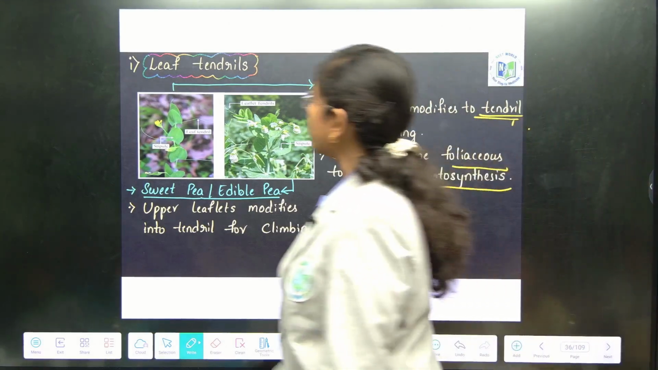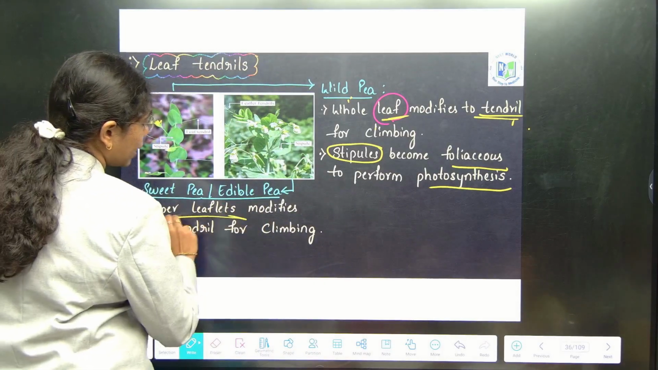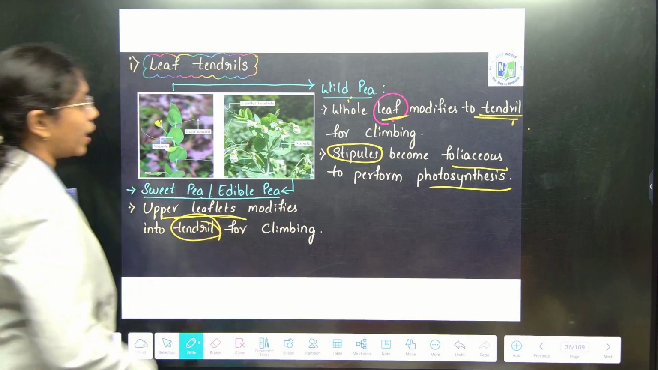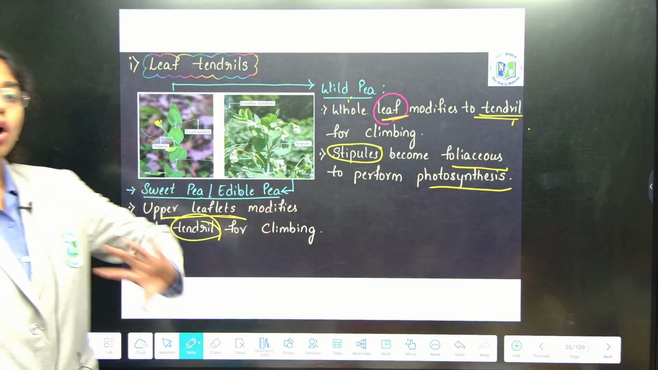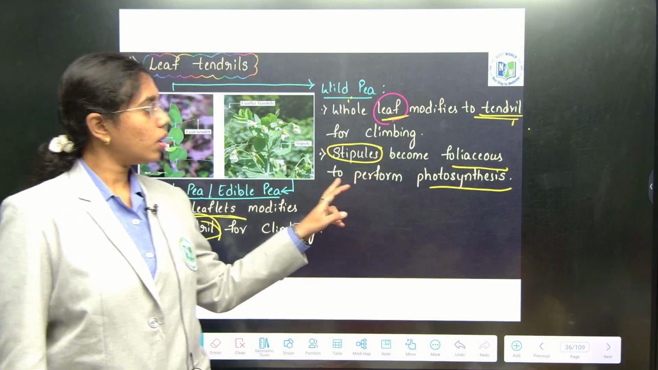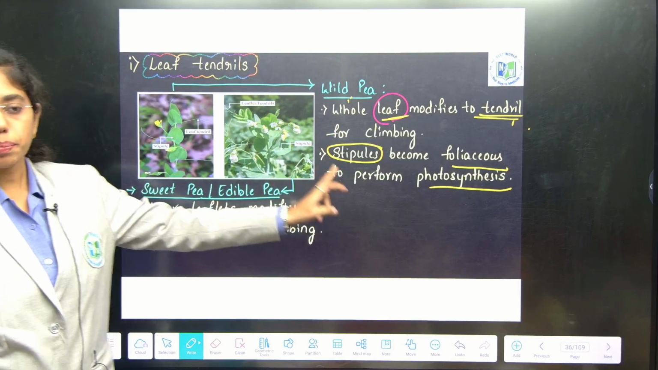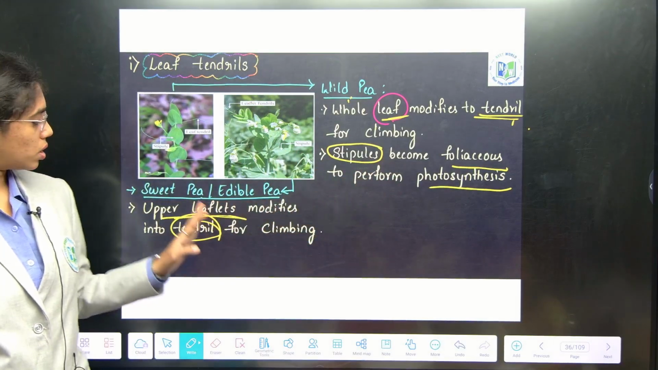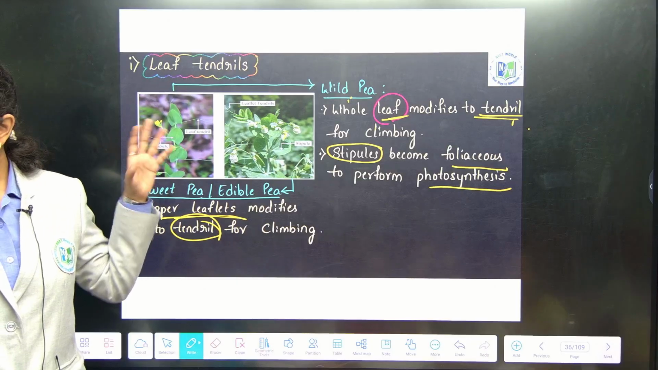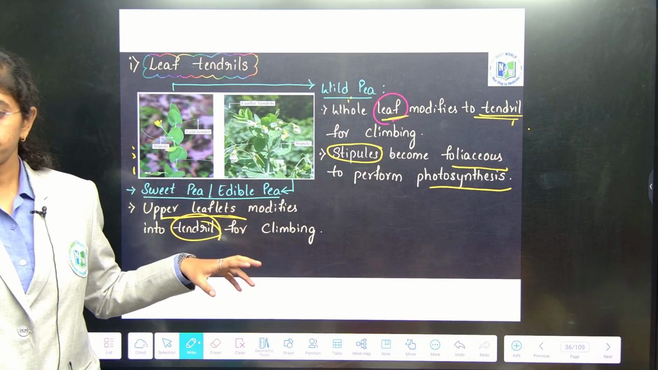Whereas in sweet pea or edible pea that we eat, upper leaflets are modified to what? Tendrils. In wild pea, the whole leaf is modified to tendril, and stipules are performing photosynthesis. In sweet pea or edible pea, only the upper part of the leaflets are modified to tendrils. Got it?